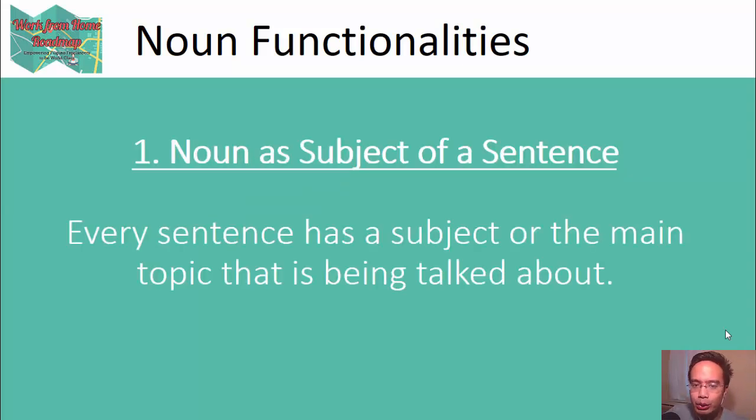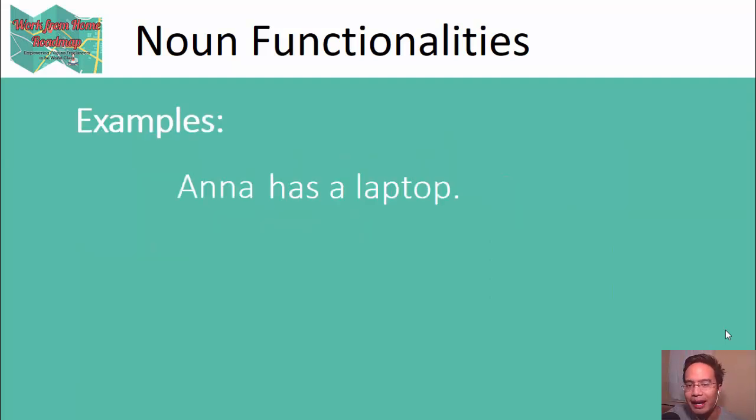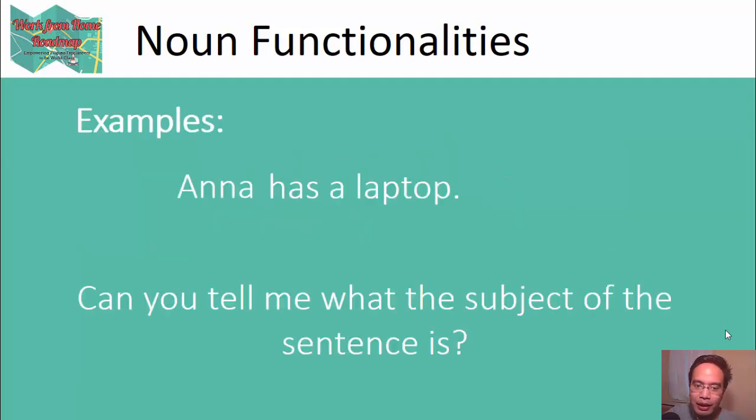First of all, a noun can be used as a subject of a sentence. Every sentence has a subject, or the main topic that's being talked about. For example, Anna has a laptop. Can you tell me what or who the subject of the sentence is? That's right. Anna is what's being talked about. The laptop is not the subject because we are primarily talking about Anna. So Anna is the subject.